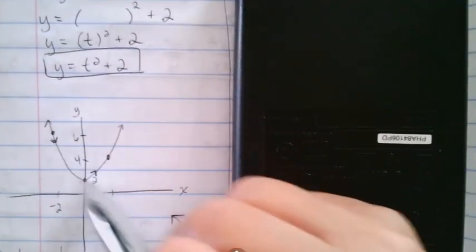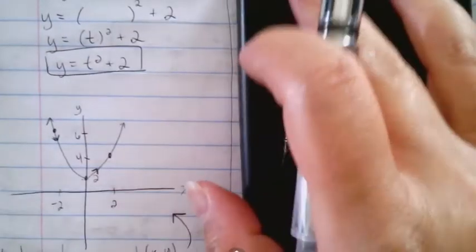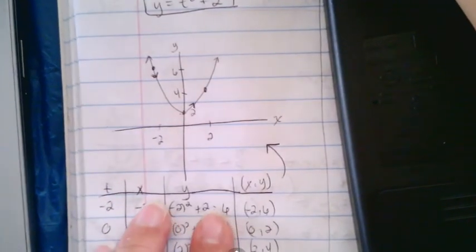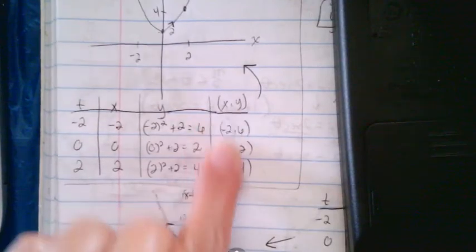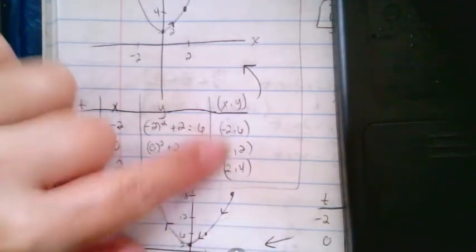For this one, to get the arrows and all that, I went ahead and used the first example that we did. I used that method where you make a little table and you do your t variable here, and then you plug in the values for x and y. So x is the same as t, so those are the same. And for y, y is equal to t squared plus 2. That's what we found. So you just plug in those values, negative 2 squared plus 2, etc. And these are the points that we get. So with these points, I was able to construct my curve.